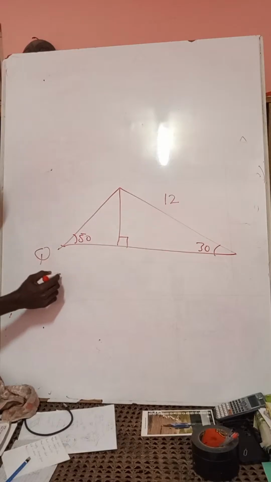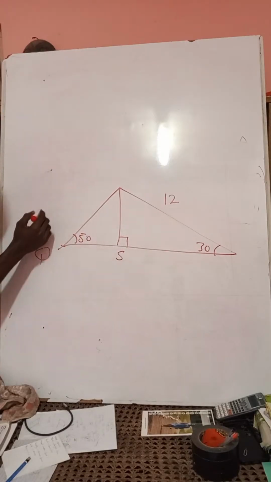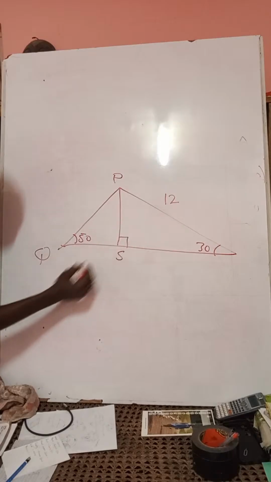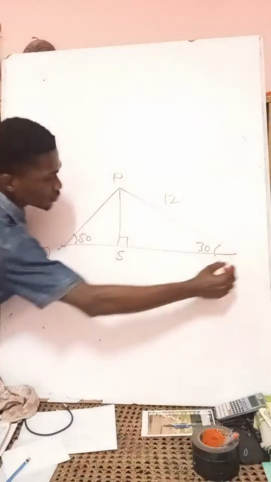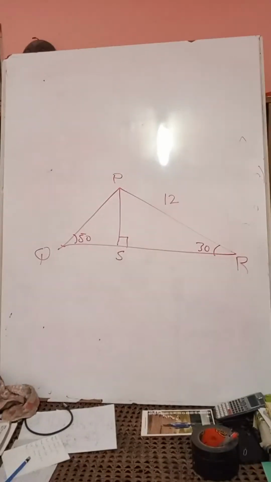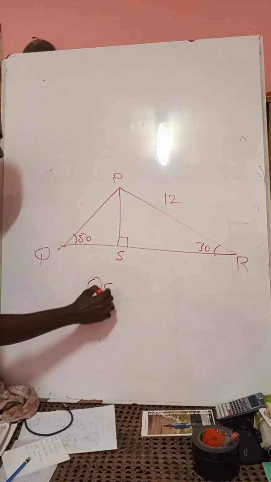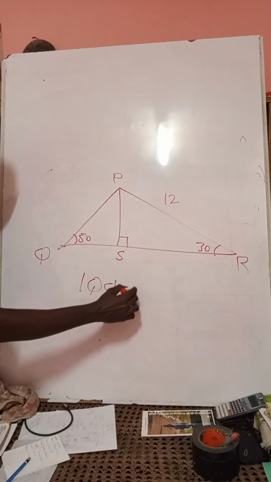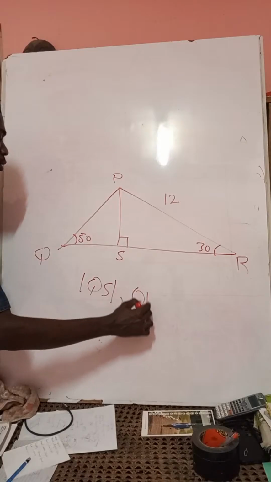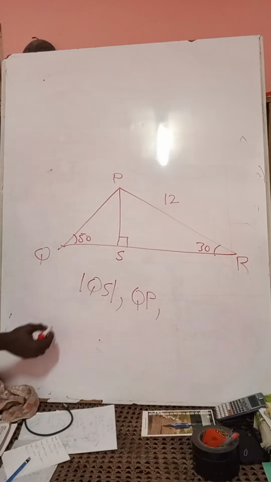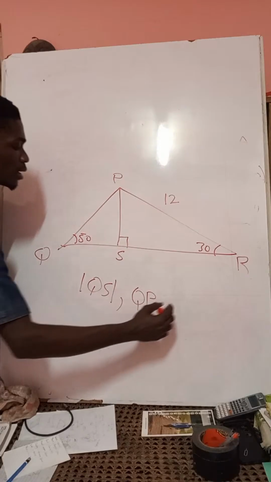Okay, so this is a similar question. Try your hands on it and let me see. So this one you are finding line QS, and after that you find line QP, and you also find line SR.